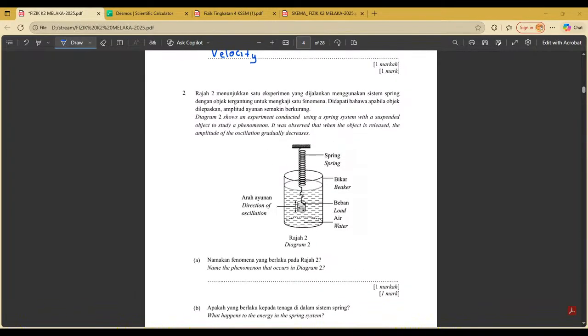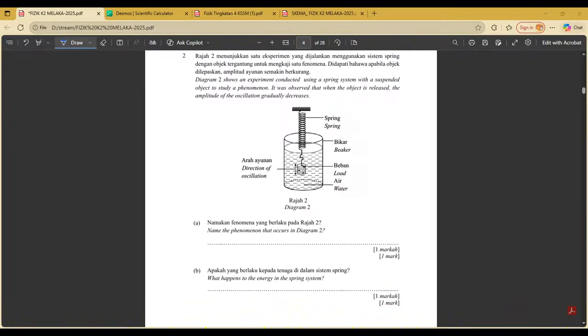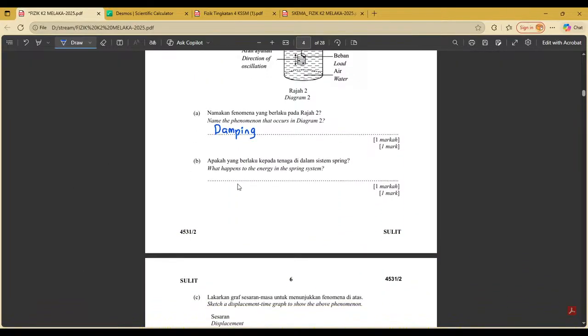Diagram 2 shows an experiment conducted using a spring system with a suspended object to study a phenomenon. It was observed that when the object is released, the amplitude of the oscillation gradually decreases. Name the phenomenon that occurs in diagram 2. Damping. What happens to the energy in the spring system? Decreases.